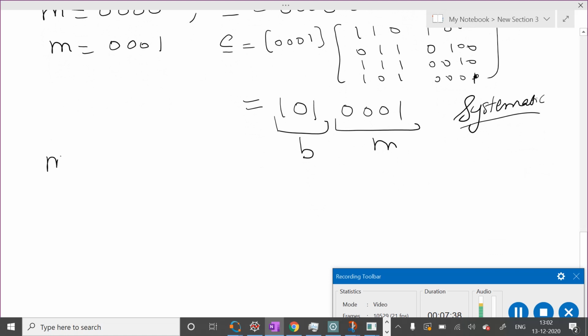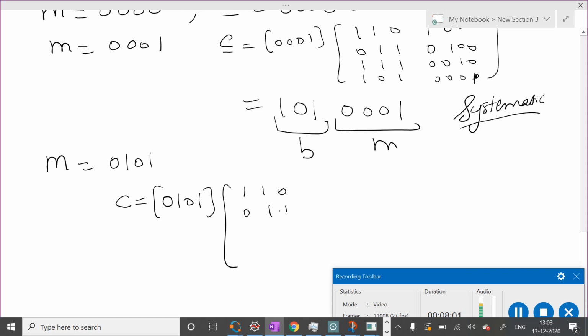Similarly, suppose I take the message as 0101. Again, you have to multiply to obtain the code word. That is why it's called a generator matrix. Pre-multiply the message vector with the generator matrix, and it will generate the code word. Hence the name generator matrix. 110, 011, 111, 101 and then 1000.